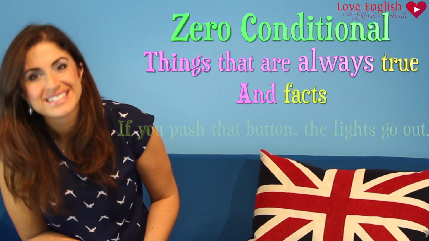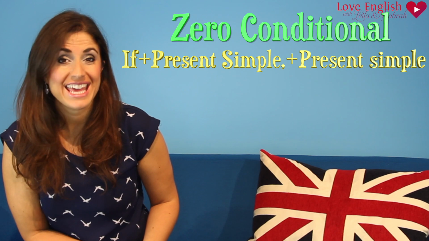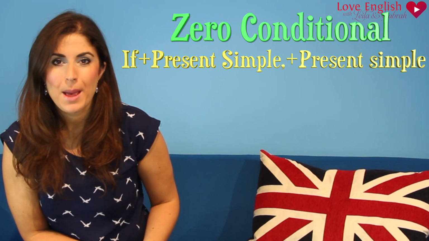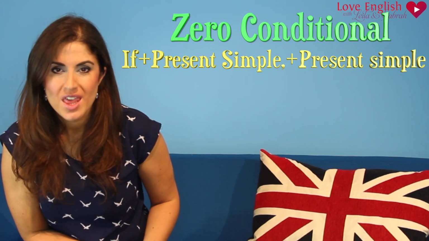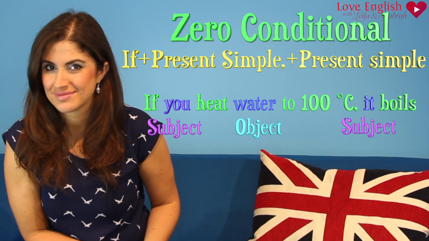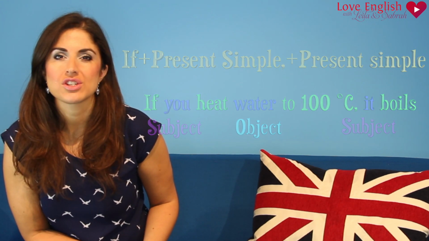There we go. So, 0 conditional, the structure. This is a nice and easy one. We would have if plus present simple, comma, plus present simple. Not forgetting, of course, your subjects and objects. And that's it really, guys. That's when we use 0 conditional.